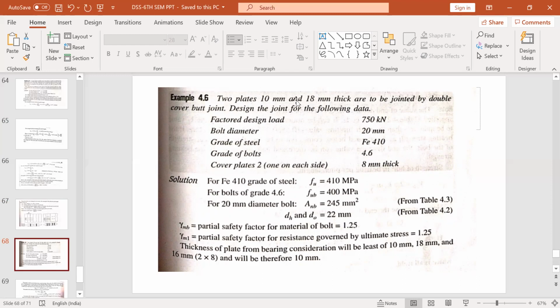But in this case, you are joining one of the main plates, in this butt joint, one of the main plates is 10 mm, the other main plate thickness is 18 mm. So there is a difference of thickness in these two plates that is being covered. What is the difference? 18 minus 10, 8 mm. So in this case, this 8 mm gap, there is a gap.